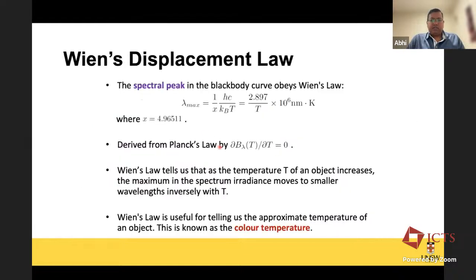So whenever the rate of change is 0, we come up with Wien's displacement law, which basically describes how to get the lambda max.